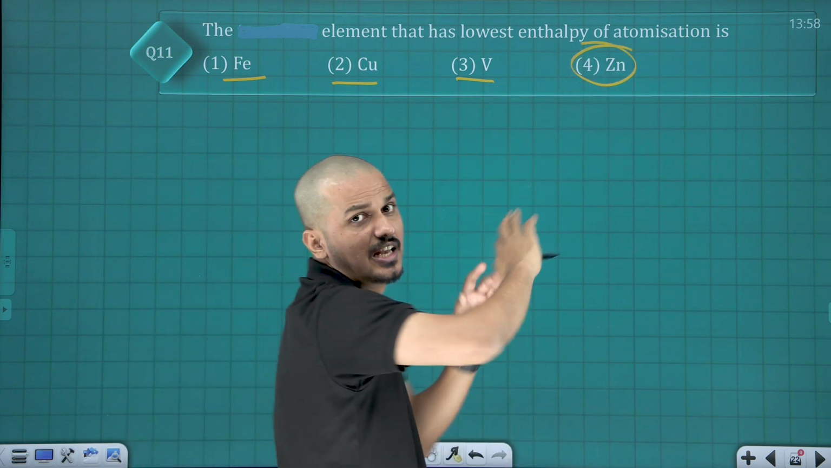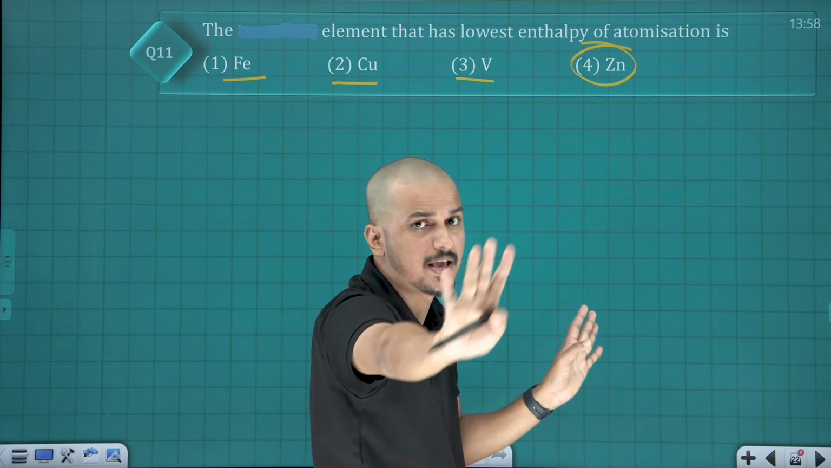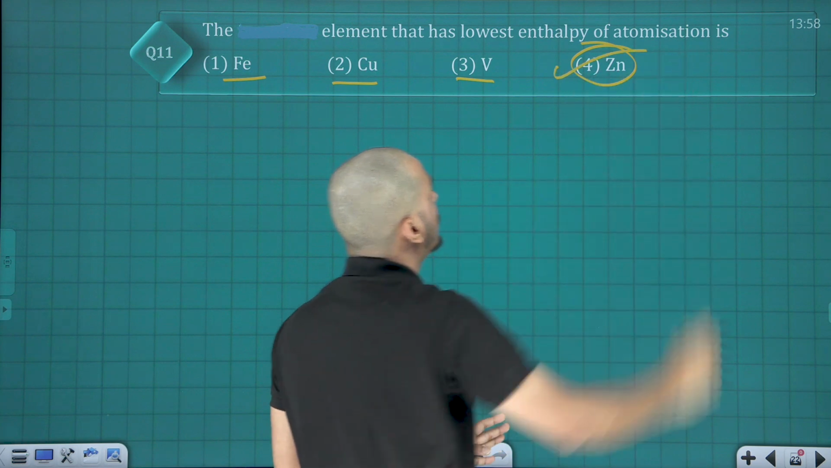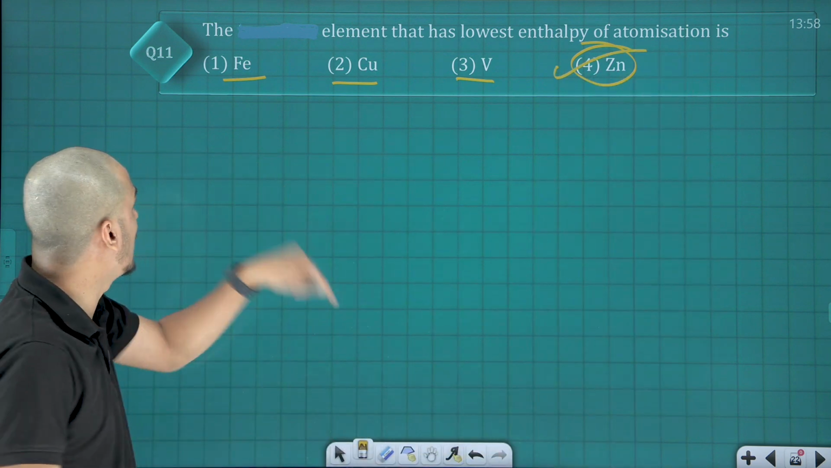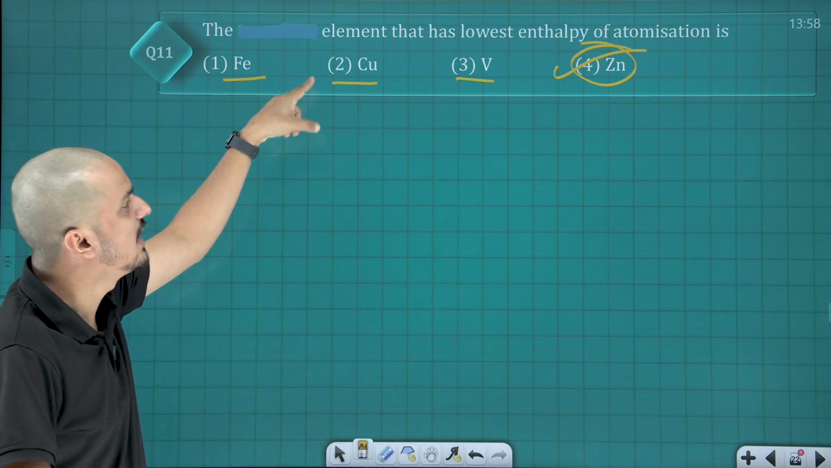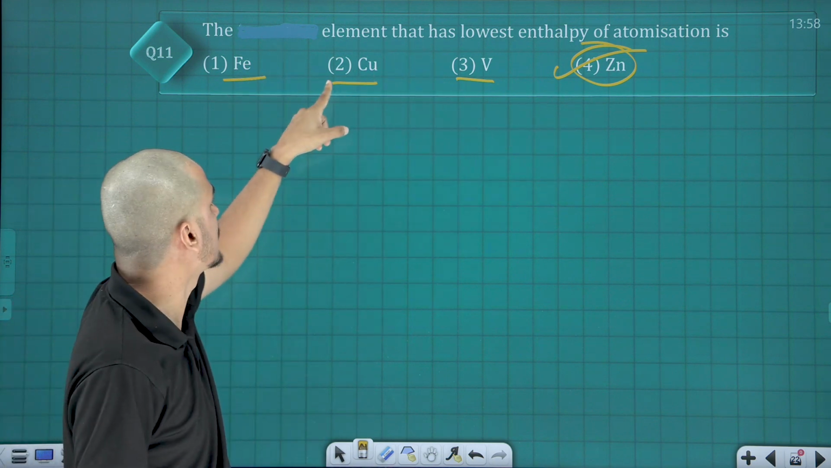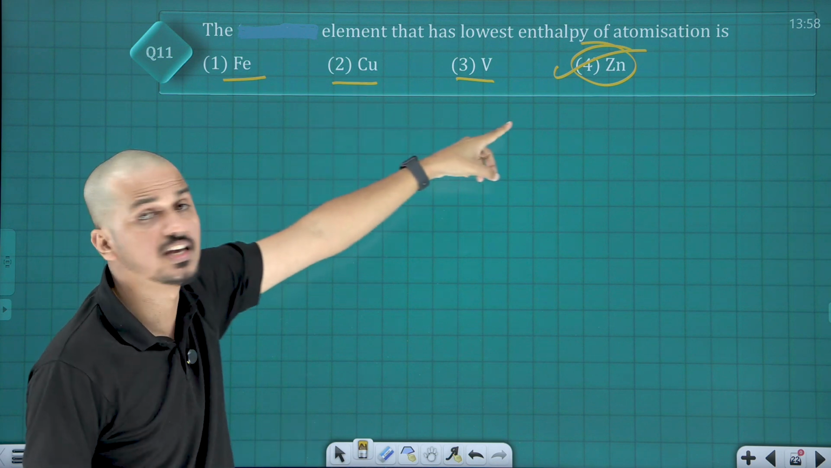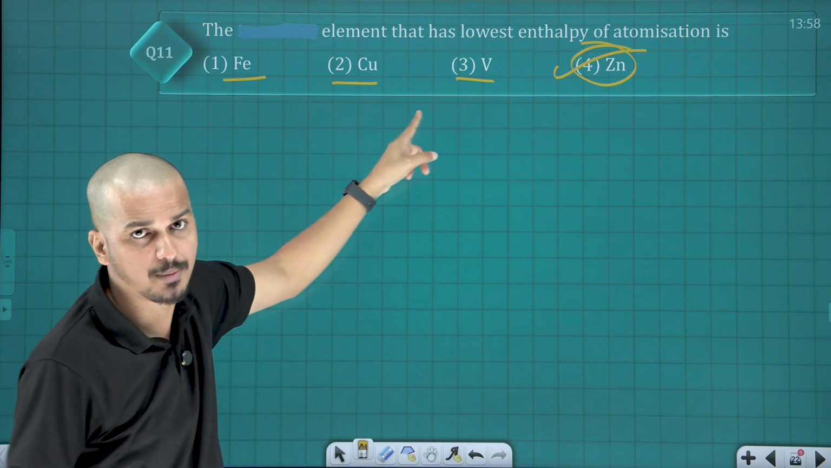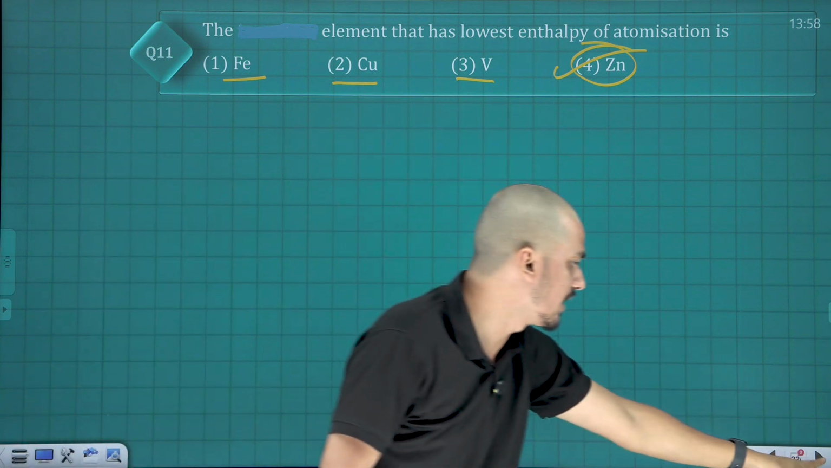Here all the d electrons are completely filled. There are no unpaired d electrons. So this has low enthalpy of atomization. If they are asking for the transition element that has the lowest enthalpy of atomization, the answer will not be that one. The answer will be copper. Why? Because zinc is not a transition element. Answer will be copper. Keep that idea in mind. Okay, we can move to the next one.